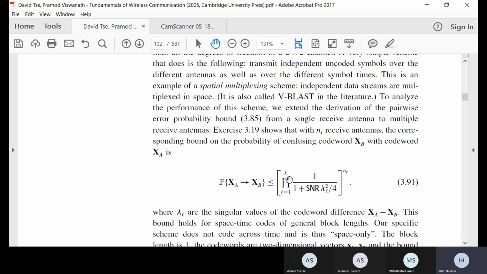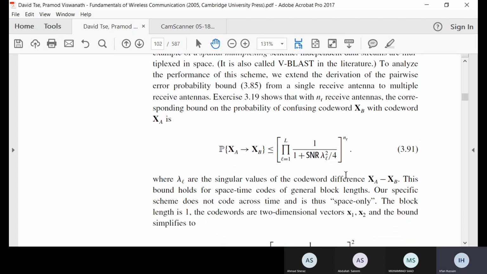If you compare with 3.85, you can see this was already there. Only the power has been replaced by NR. There, we said that for high SNR, 1 was small, so this became SNR to the power L. 4L went into the numerator, and this became sigma. This multiplicative sign can be a multiplication of all the eigenvalues, and that was equal to the determinant of the matrix. That we have done. Only what happens is the power was 1, now the power is NR, the number of receive antennas.